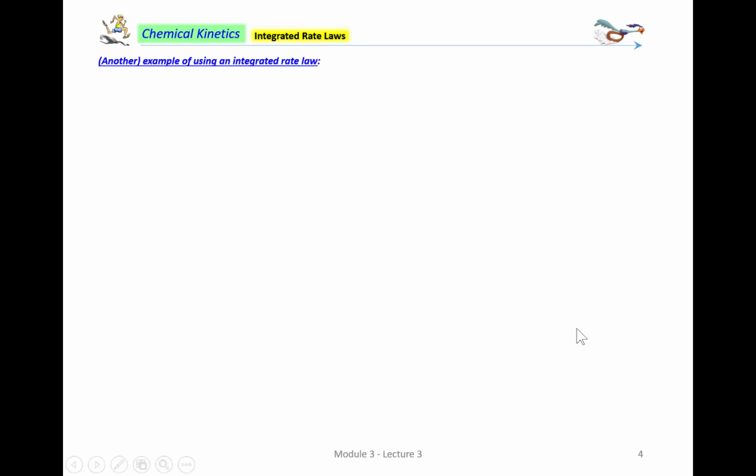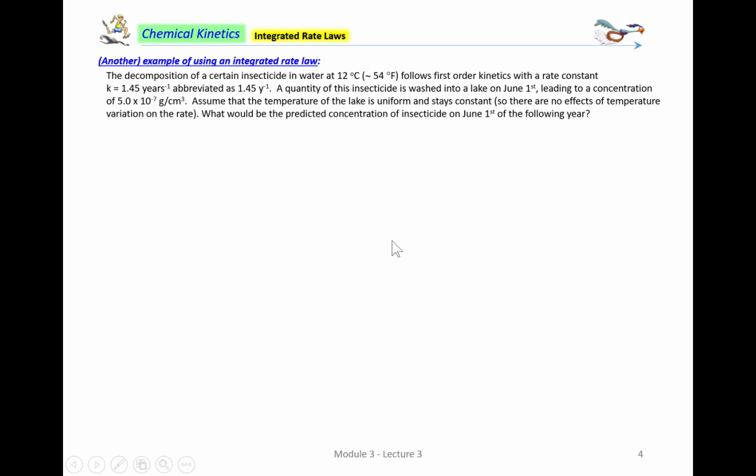Here's another example of using an integrated rate law. Suppose the decomposition of a certain insecticide in water at 12 degrees C follows first-order kinetics with a rate constant of k equal to 1.45 years to the minus 1, abbreviated as 1.45 y to the minus 1. This is units for a rate constant that you don't see as often, but it's perfectly legitimate.